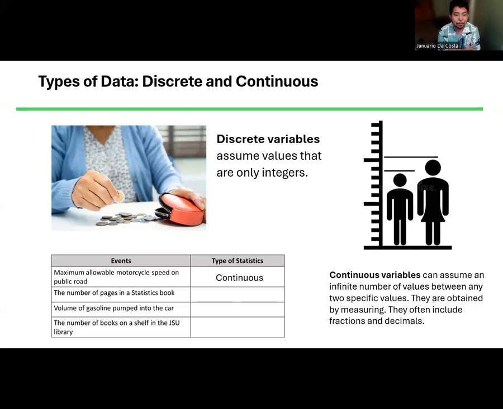What about the number of pages in a statistics book? Is that a discrete or a continuous variable? Discrete. That's discrete because you cannot have 1.5 pages, right? You can only have 1 page, 2 pages, 3 pages, or 4 pages. You cannot have 4.5 pages, which doesn't make any sense. So that is a discrete variable.